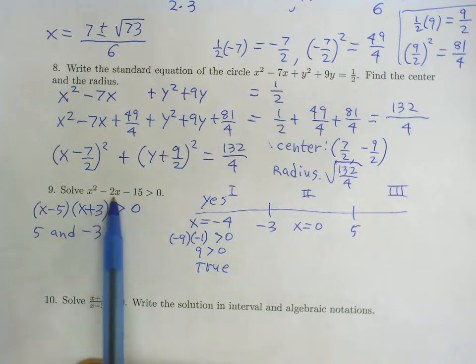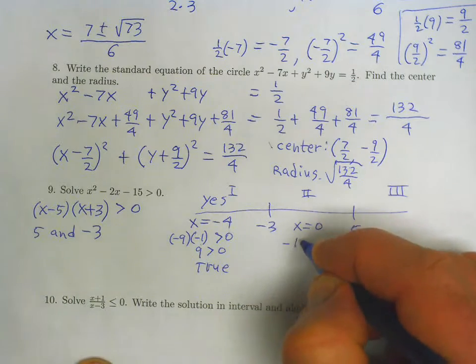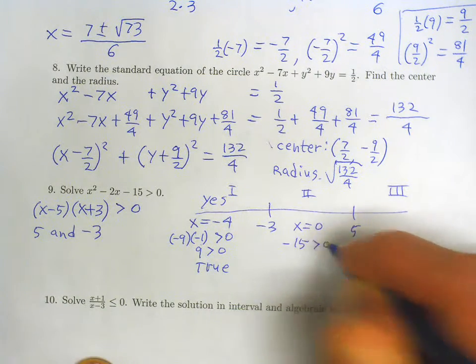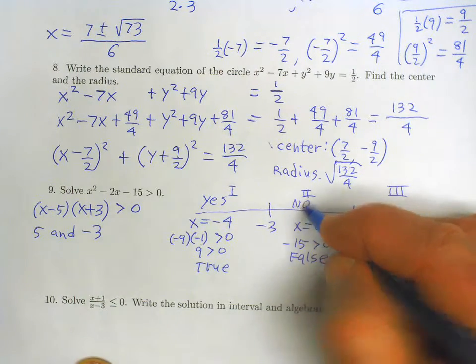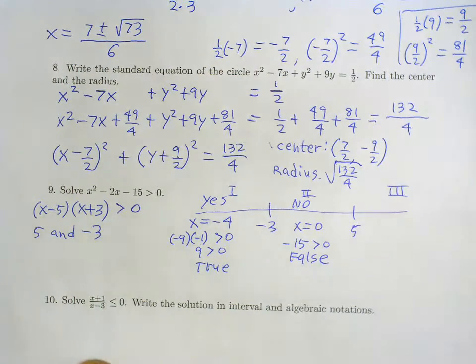Replace every x with 0, we're left with -15 is greater than 0, but that is false. So none of the numbers between -3 and 5 are solutions.